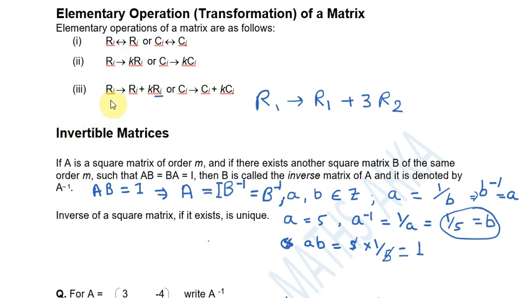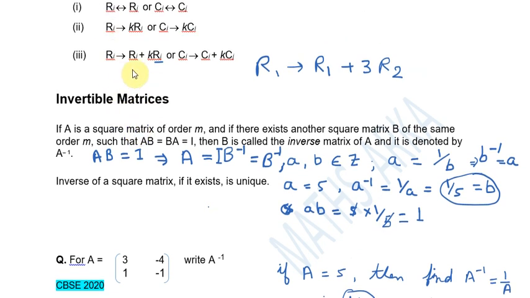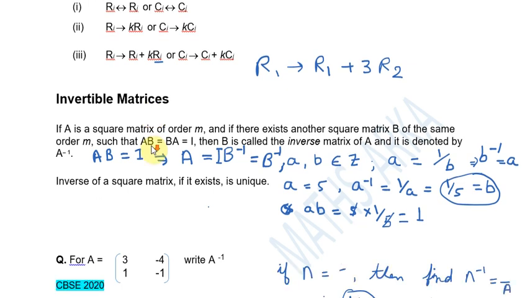And the third elementary operation says that you can multiply any row with a scalar and then add it to another row. That is perfectly fine, you can do that, and that won't change the matrix. So these matrix operations are very important. They are important when we try to find invertible matrices, when we try to find the inverse of a matrix.